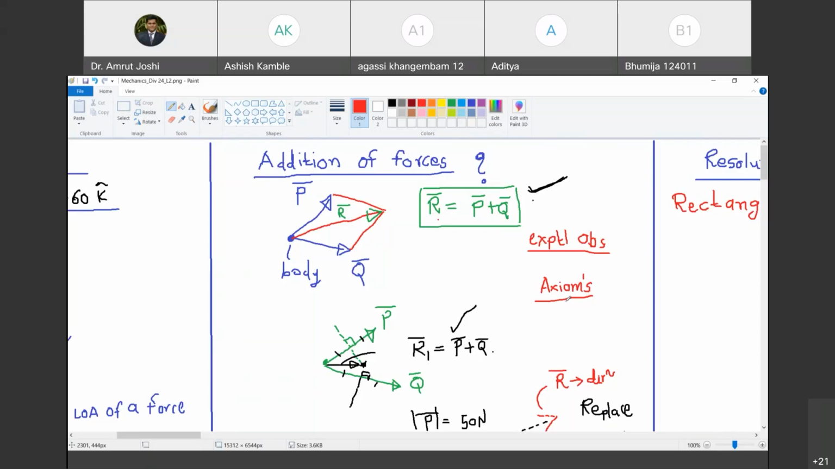And there is one more, which is called transmissibility of a force. We are going to discuss that in a while, but there are a total of 6 axioms of mechanics. कितने axioms हैं?